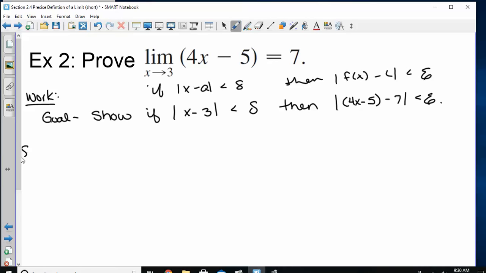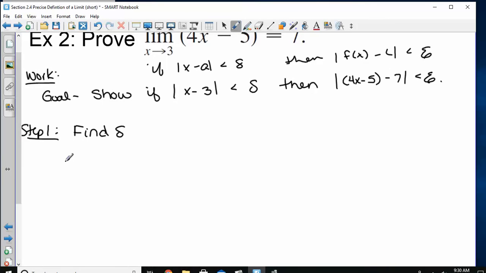So, step 1. We have to find the delta value. And so it kind of seems like cheating. We're really just going to work backwards. I have to figure out what delta would work. So I'm going to start with this.